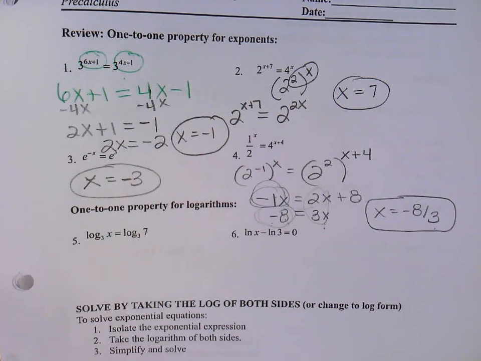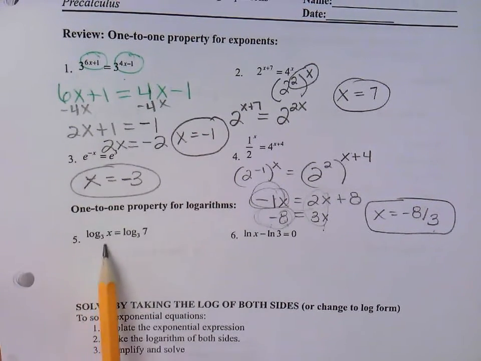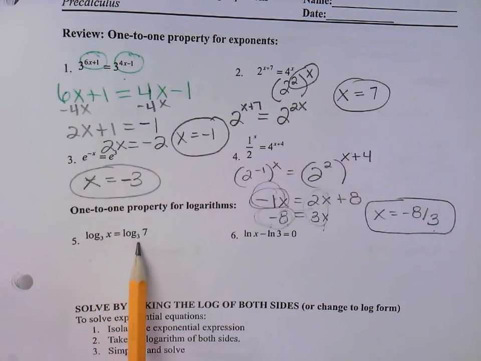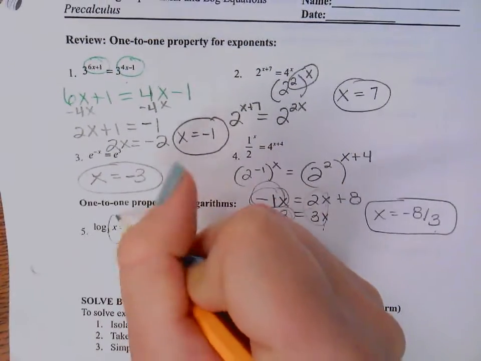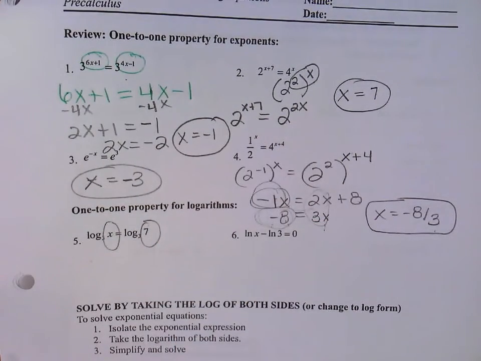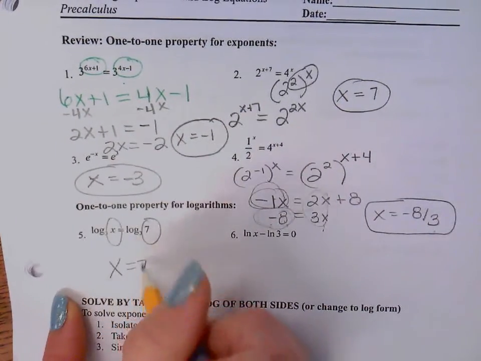There's the one-to-one property also for logs. If you notice, you've got the base 3 on both sides of the equation for your log. So then this x and this 7 are in the same position. So x has to be 7, right? That's called the one-to-one property for logs.